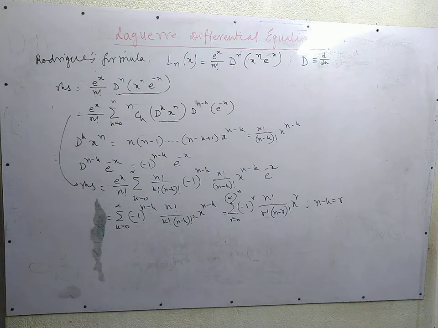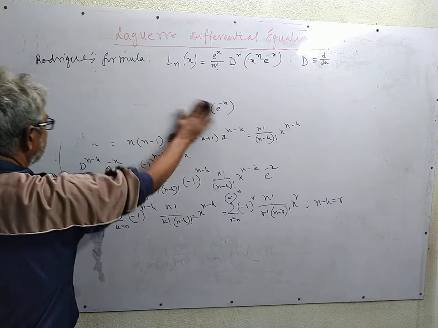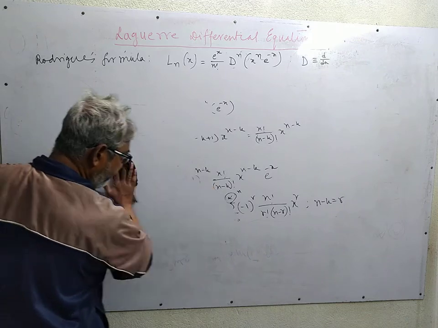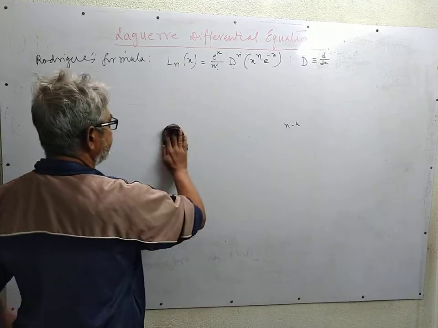So we find the Rodrigues formula for the Laguerre differential equation. Let us apply this formula for the evaluation of Laguerre polynomials of a few lower orders.